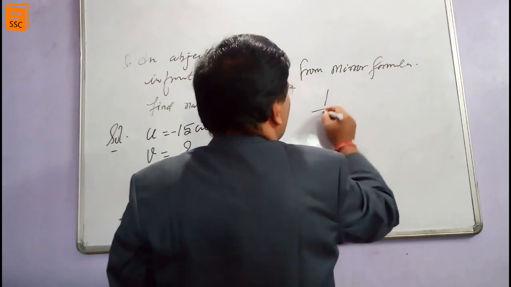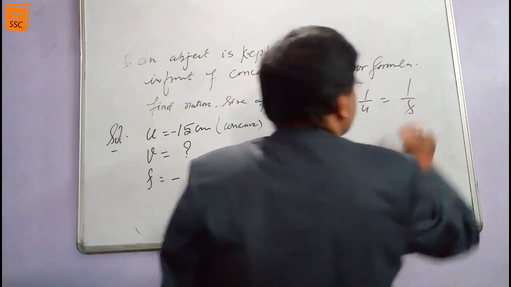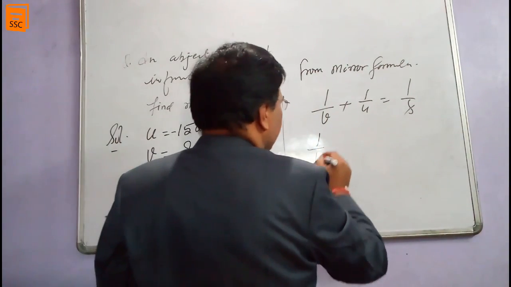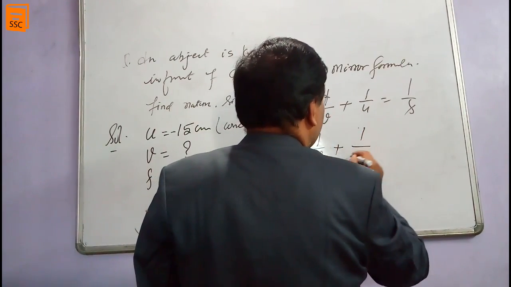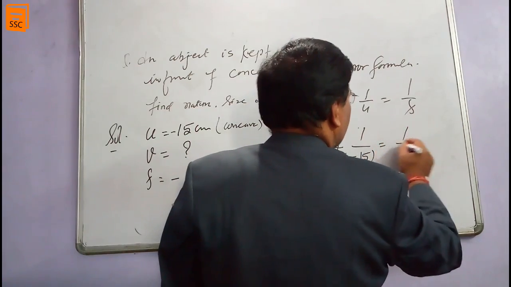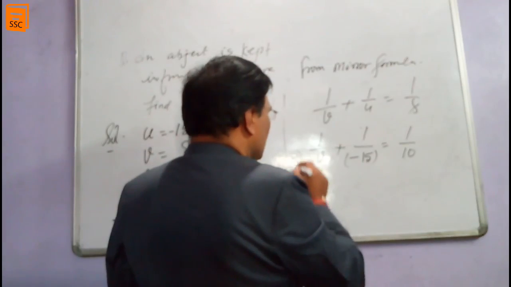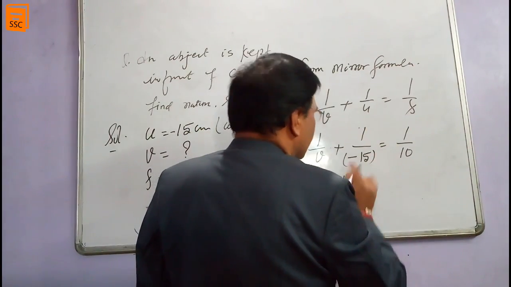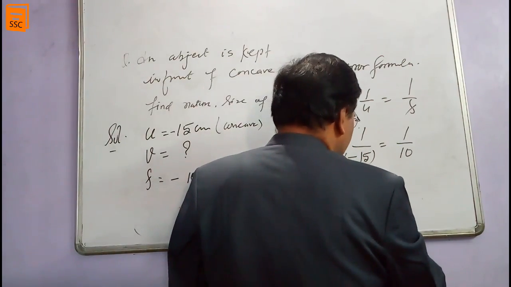From the mirror formula, 1/V + 1/U = 1/F. So what do we have? What is V? We want to find V, that is 1/V. And what is U? It is 1/(-50), that is given. And F we have 1/10. Mathematically, you have it. So we have 1/V = 1/10 ... this negative becomes positive if you shift to the right side, it becomes 1/15.